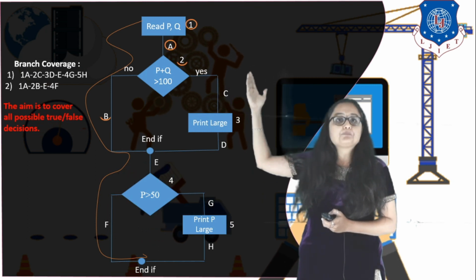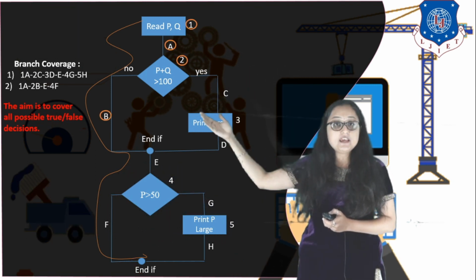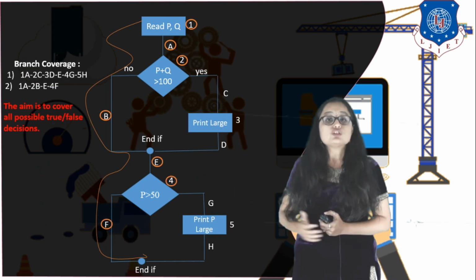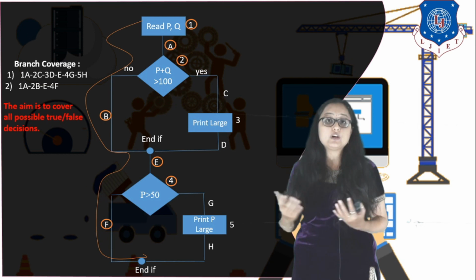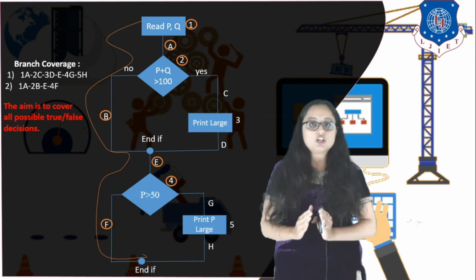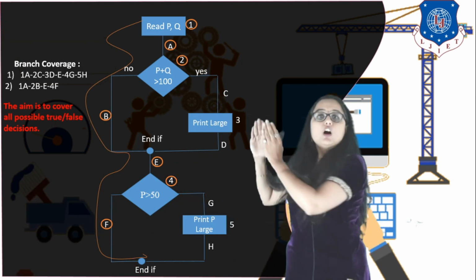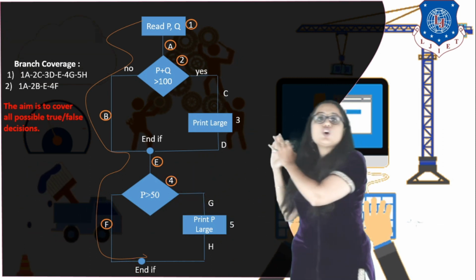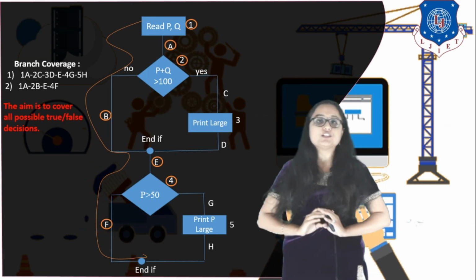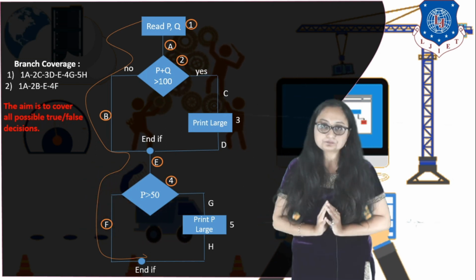So 1A, the next is 2B, the next is E, and the next is 4F, right? So that is the path that was not followed in statement coverage. So in branch coverage, you are following all the true conditions as well as all the false conditions, right? And all the nodes should be executed a minimum of one time.